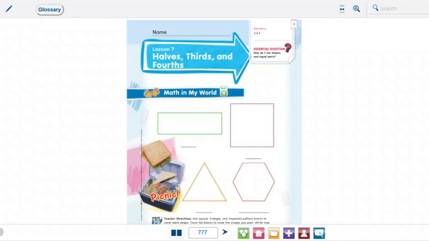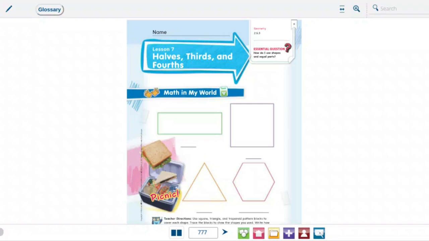Hey there, second grade. We are going to be working today on Chapter 12, Lesson 7. We're going to be on page 777. Lesson 7 on page 777. Wow, look at that. Today, we are going to be talking about halves, thirds, and fourths.